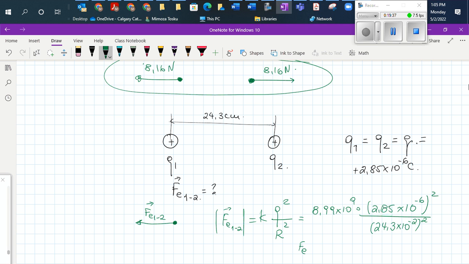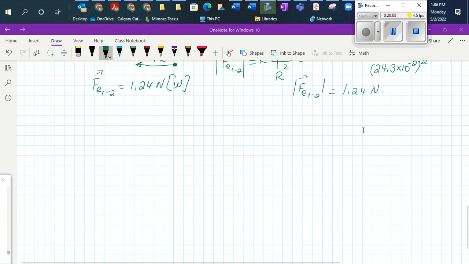When you enter it in your calculator, the magnitude of the electrostatic force that charge 1 is experiencing as a result of charge 2 is 1.24 newtons. And if you are stating it as a vector, then it will be 1.24 newtons going west for repulsion.